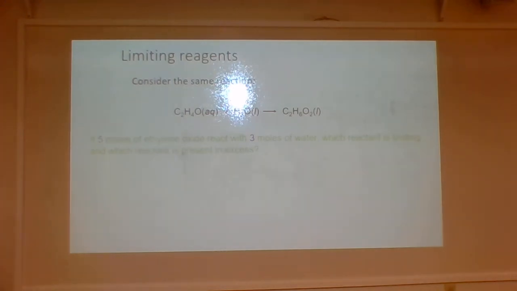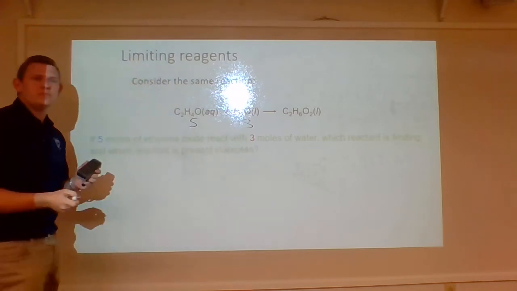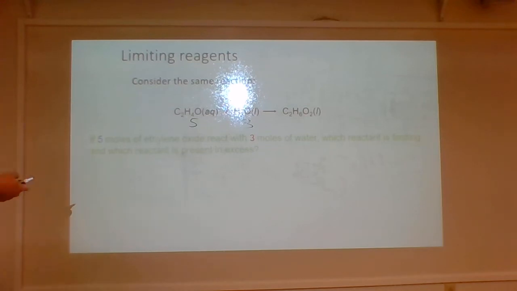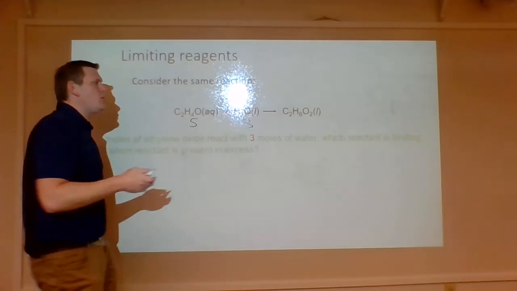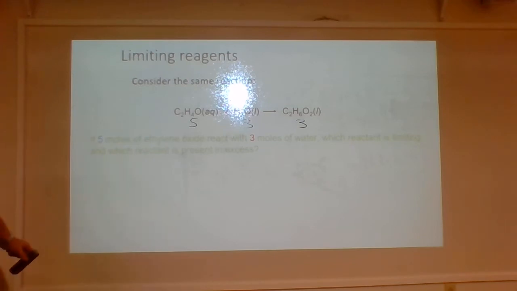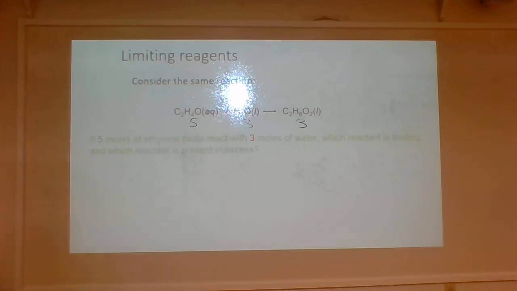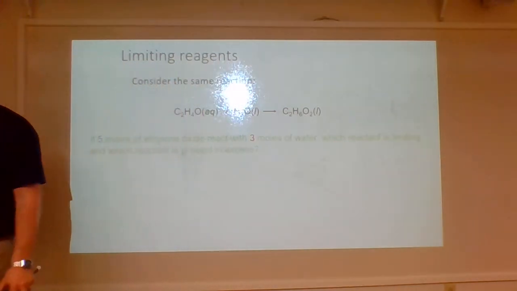Okay, now let's consider the same reaction and let's flip it. If there's 5 moles now of ethylene oxide, and there's 3 moles of water, and we're still at a 1-to-1 to 1 ratio here, obviously the water now is going to be used up before the ethylene oxide. So we can again only form 3 moles of our product, and now the water is our limiting reagent, and our ethylene oxide now is our excess reagent. So whichever one is used up first is going to be your limiting reagent.